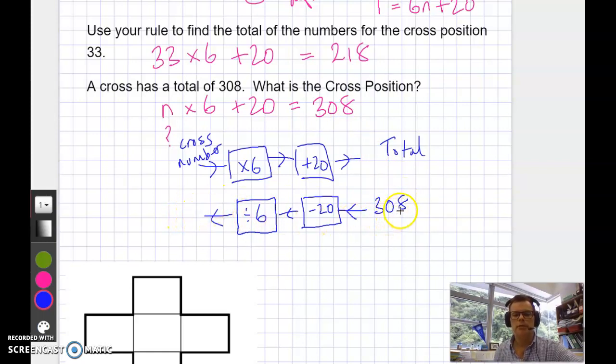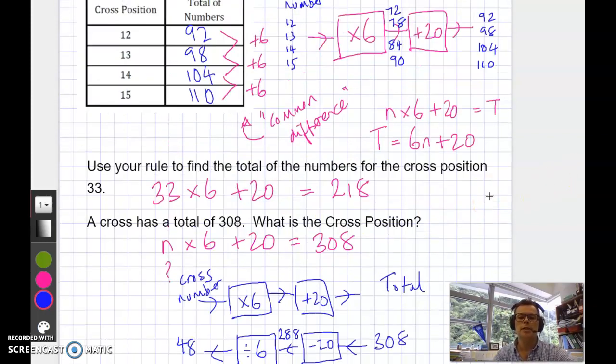Let's do the opposite. 308 subtract 20 is 288. 288 divided by 6, again, just going over to the old TI-84 here, my calculator, 288 divided by 6, 48. So that confirms that my cross number of 48 would give me a total of 308. And I could check that by multiplying 48 by 6 and adding 20, and I'd find it. So cross position 48 has a total 308.